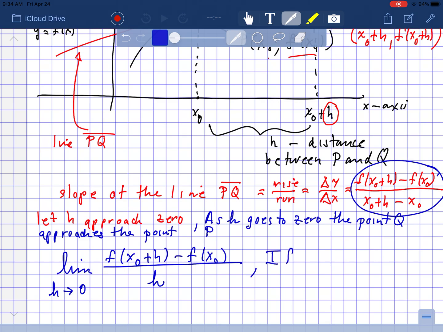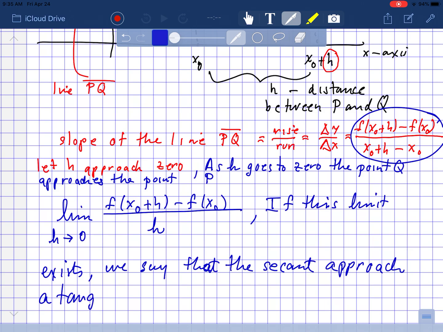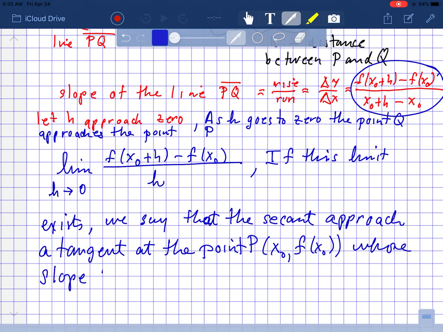Now, if this limit exists, we say that the secant lines approach a tangent line at the point P, and the point P has the coordinates x sub naught, f of x sub naught, whose slope is given by this limit.